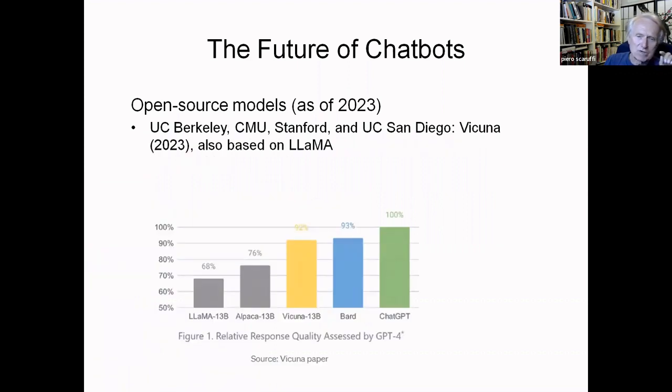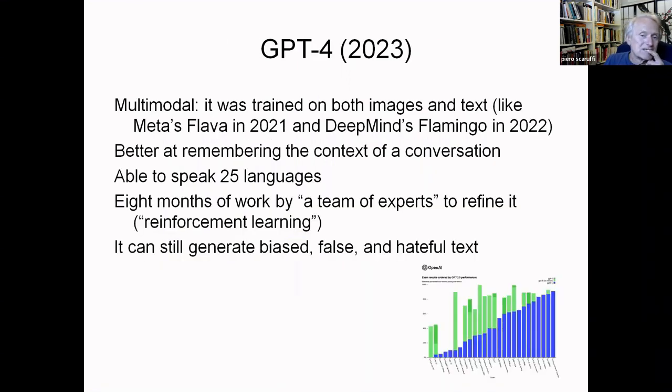At UC Berkeley, in collaboration with CMU, Stanford, and UC San Diego, they did Vicuna. They demonstrated Vicuna, which is also based on this Llama model, and also has an even better performance.